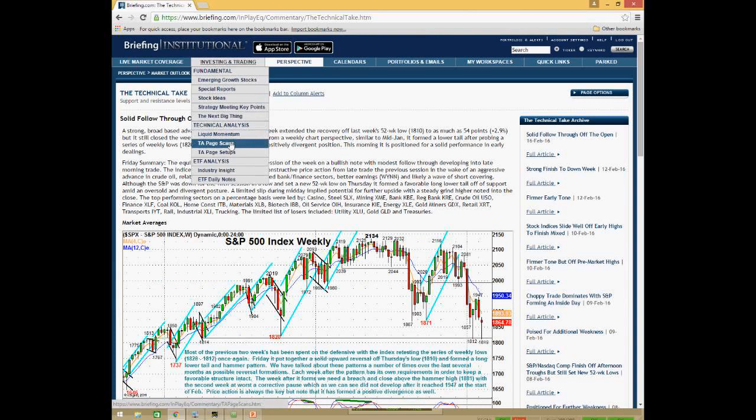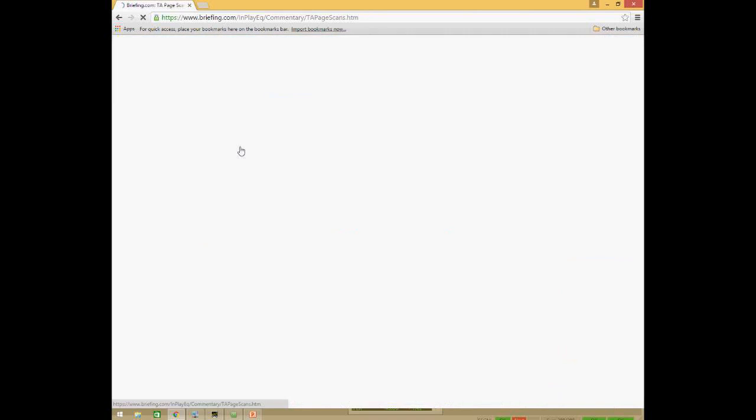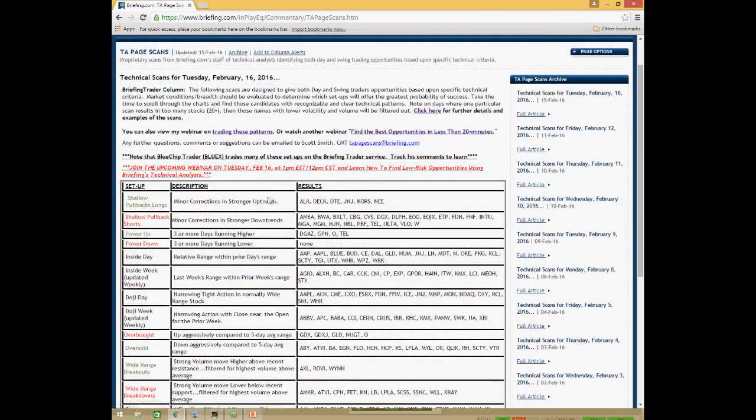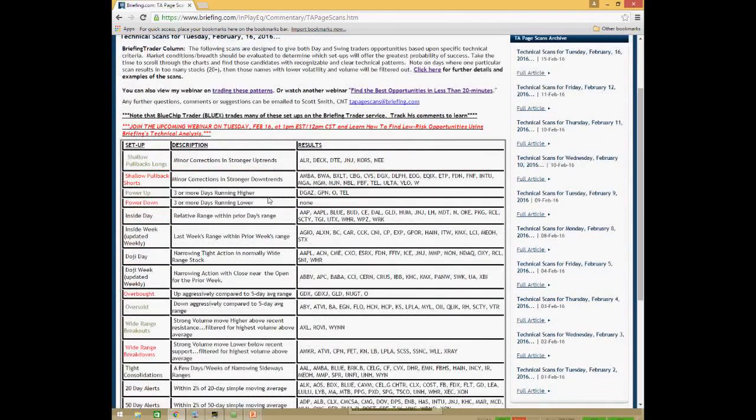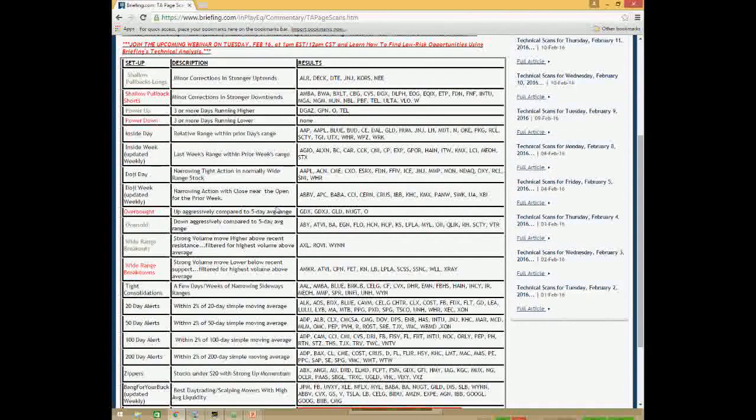So these pages that I'm showing you, mind you, are also my nightly routine or my morning routine. I'm always checking out these pages. Another one that I do daily is the technical scans. And I created this page probably 10 years ago when I started. Actually, I started over 10 years ago at Briefing, probably 12 or 13 years ago.